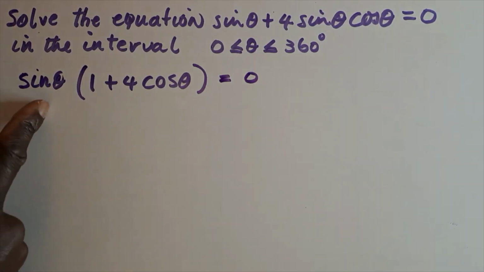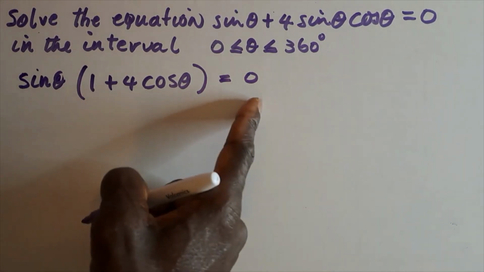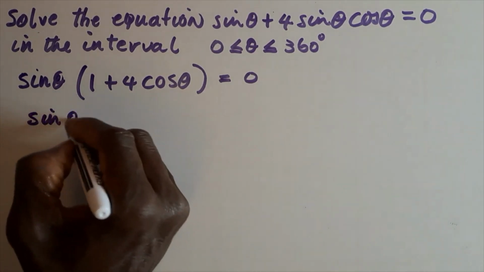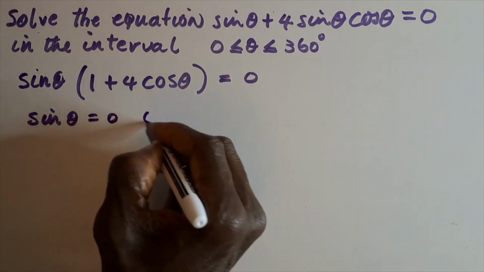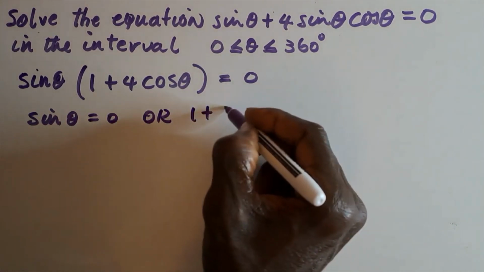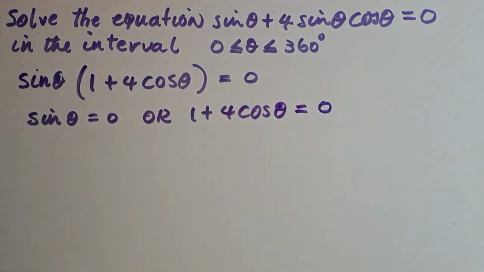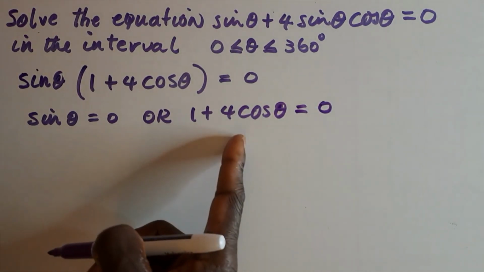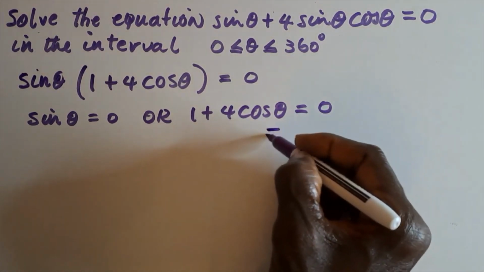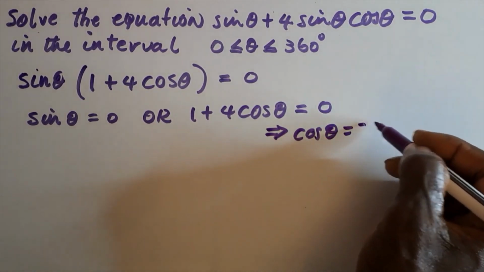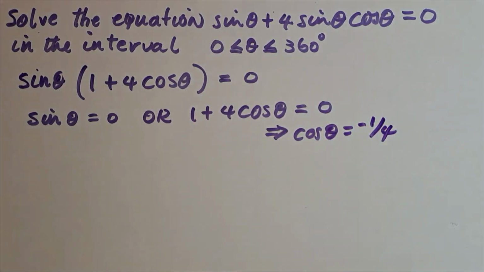Now, if sine theta times what we have in brackets is equal to 0, either sine theta is equal to 0, or 1 add 4 cosine theta is equal to 0. Now, if this is equal to 0, this implies that cosine theta is equal to minus a quarter.